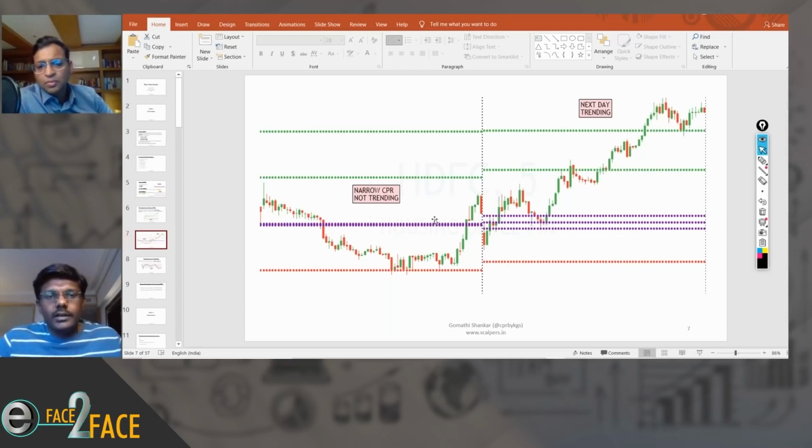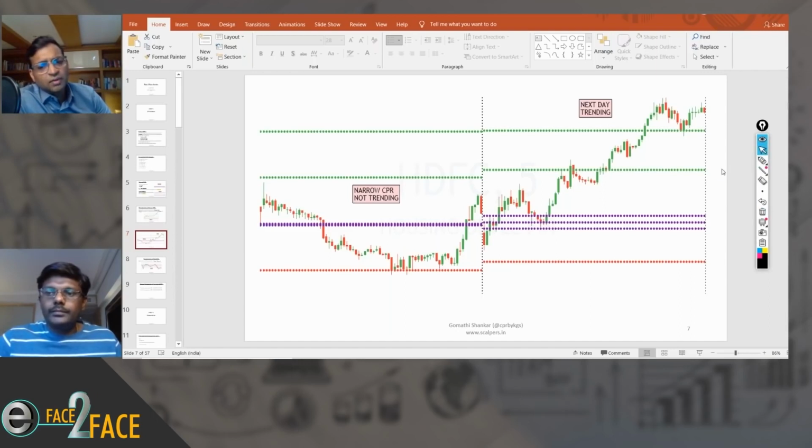So whenever there is a narrow CPR and the market is not trending, we can expect a trending day on the next day. In this case, on day 2, the market is staying above the CPR. We can see the market has opened below the CPR, but within a few minutes, it managed to close above. It managed to stay above the CPR. So we have to look for long opportunities only.